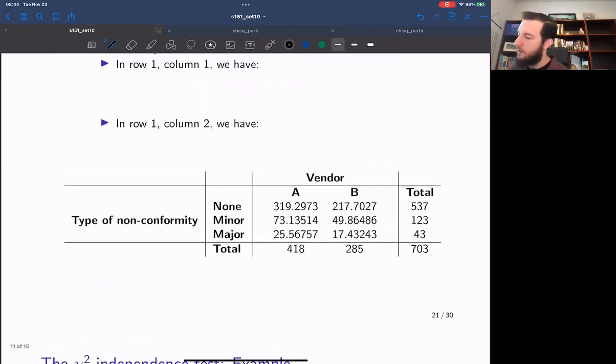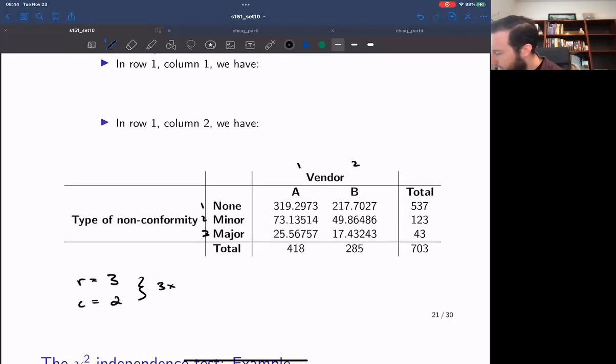Okay, first off, let's just write down a few facts. So for our contingency table, R is equal to 3 and C is equal to 2. So we have three rows, 1, 2, 3. And we have two columns, 1, 2. Okay, so this means that we have 3 times 2 equals 6 expected values.